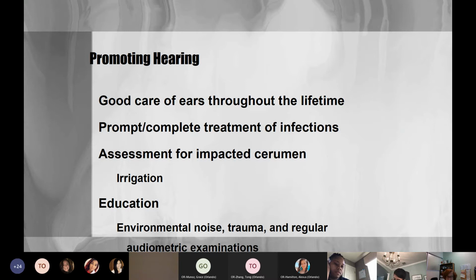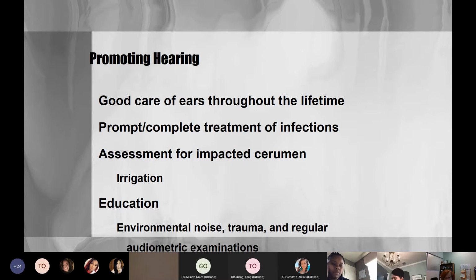Promoting hearing, really, it's a lifetime of taking good care of your ears, keeping the noise level down, protecting your ears from high noises. We can destroy our ears in our younger life because of the loud music and not protecting them. So it's important to remember that.